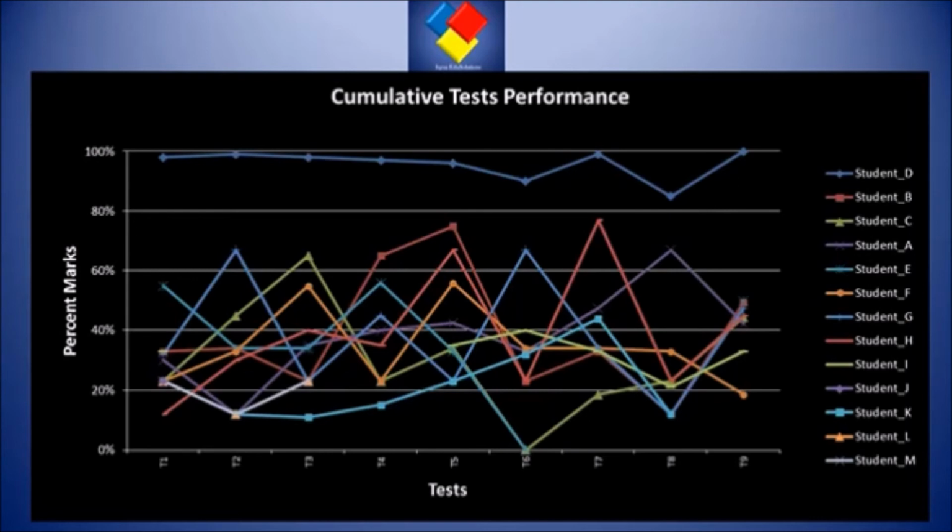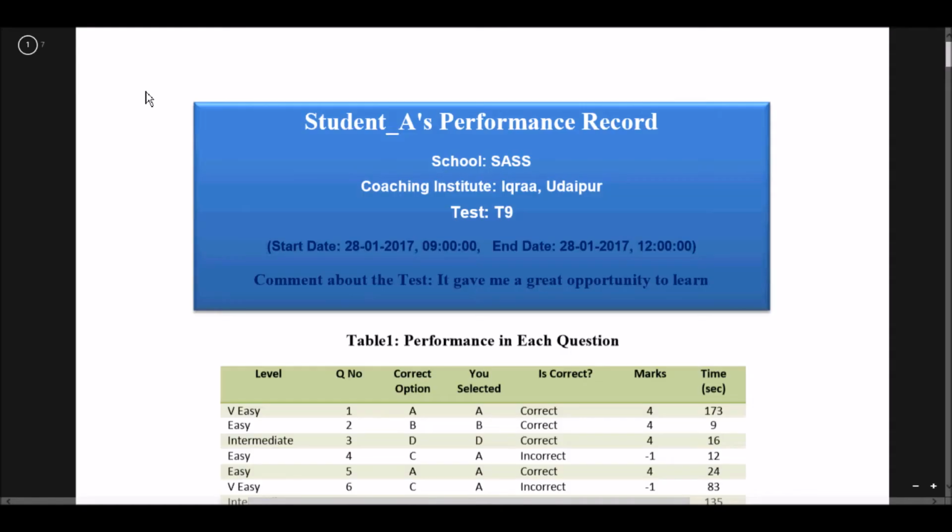This chart shows the performance of 10 students having the same performance level. But in all the group charts, the topper's performance is always shown so that the student can compare with the performance of the topper. Let us have a look at the student's performance record prepared by the test micro-analyzer.